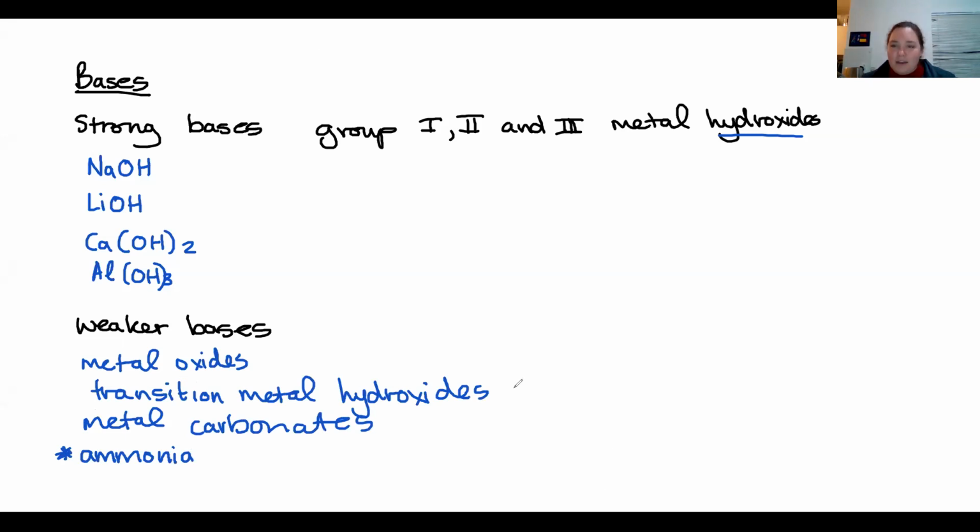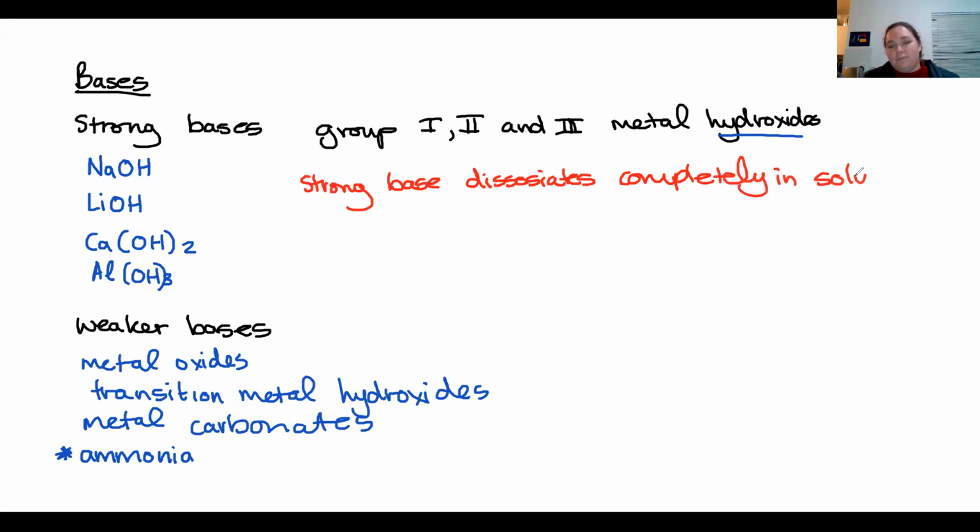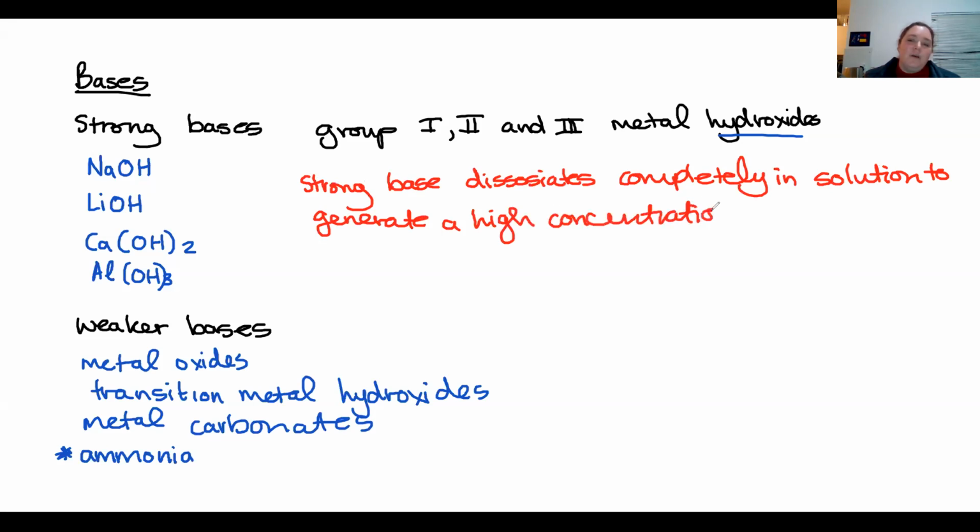Now, I'm not going to write this out because it'll take me time, but if we were to talk about a strong base, it dissociates completely, I may have spelled that terribly, don't worry about it, in solution to generate a high concentration of hydroxide ions.